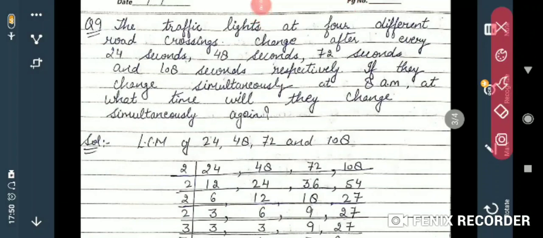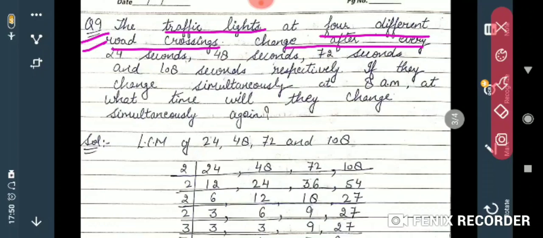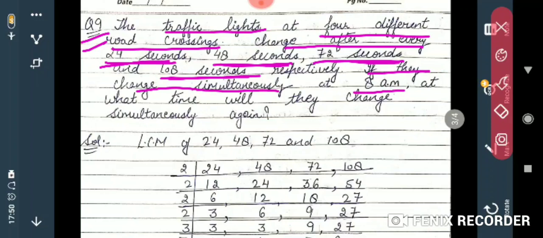Now, next question, question number 9. The traffic lights at 4 different road crossings change after every 24 seconds, 48 seconds, 72 seconds and 108 seconds. So the traffic light is there, and there are 4 different road crossings, and the light changes after 24 seconds, then 48 seconds, then 72 seconds and then 108 seconds. If they change simultaneously at 8 am, at what time will they change simultaneously again?